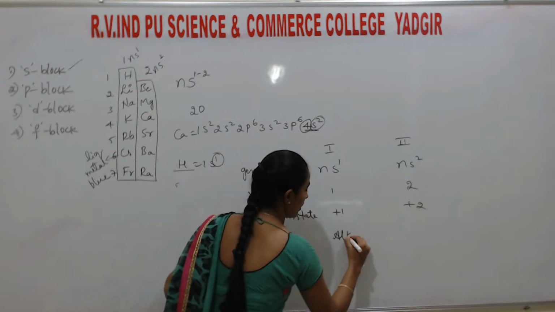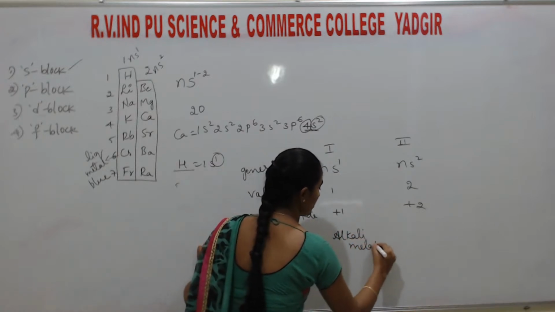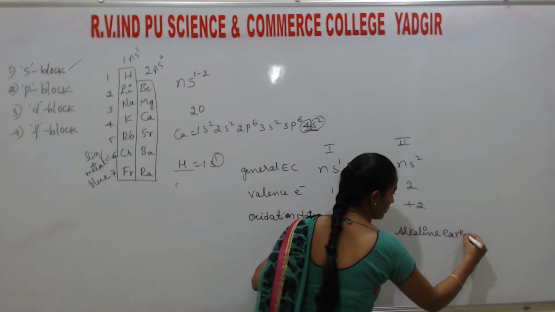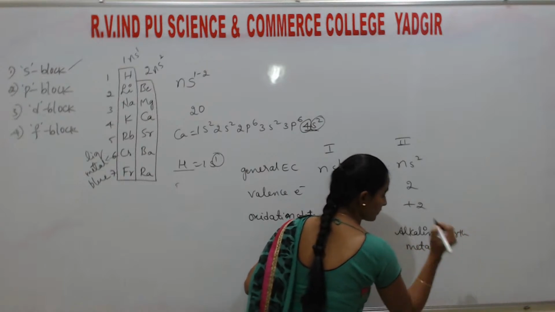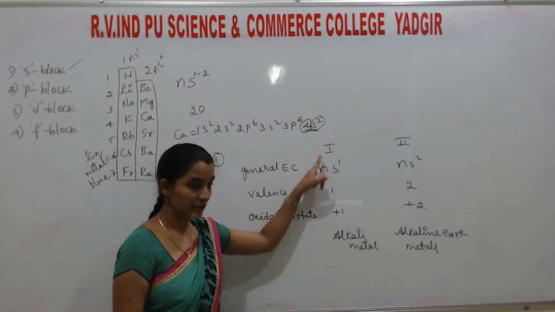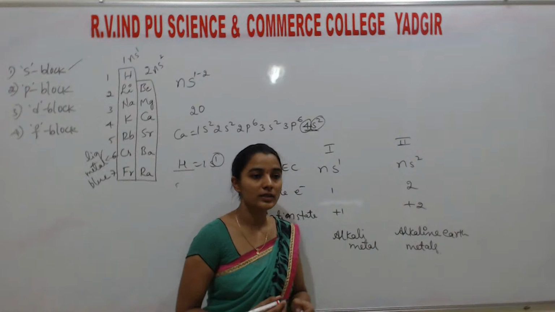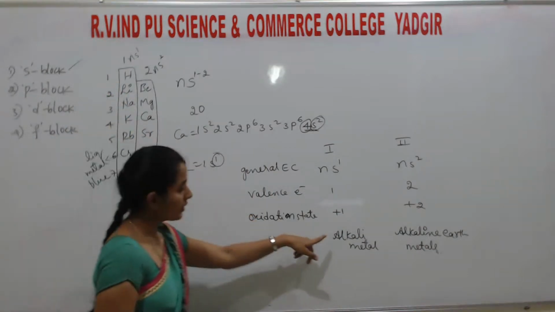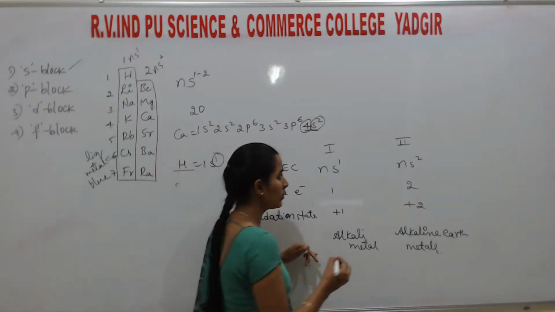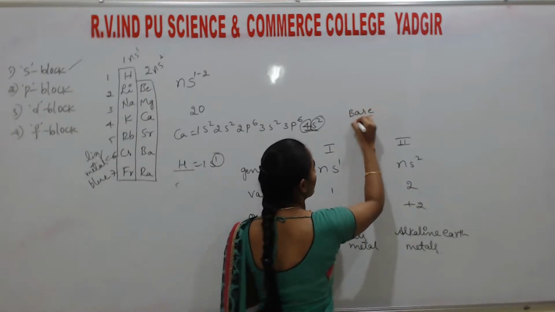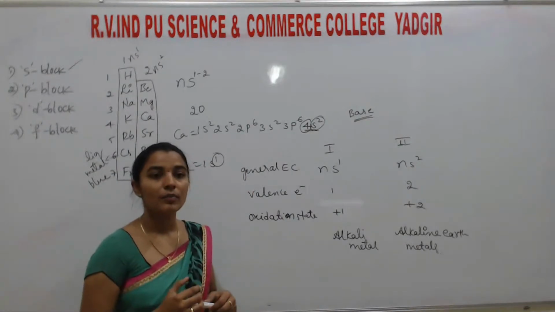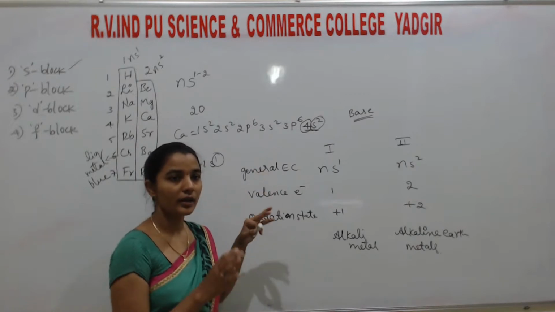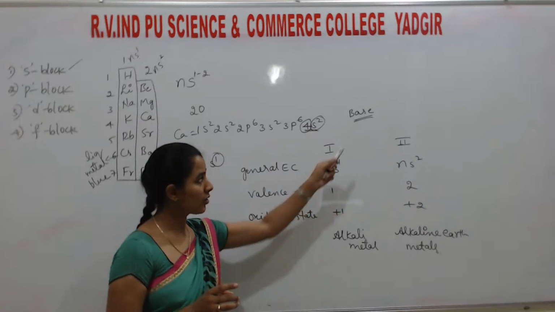These are called alkali metals. These are called alkaline earth metals. So these, the first group elements, are called alkali metals, and the second group elements are called alkaline earth metals. Why? Listen. Why are they called alkali metals? Alkali is a Greek word that means base. Base means what? Which has pH greater than 7, or it may consist of OH minus ion. So those are called bases.